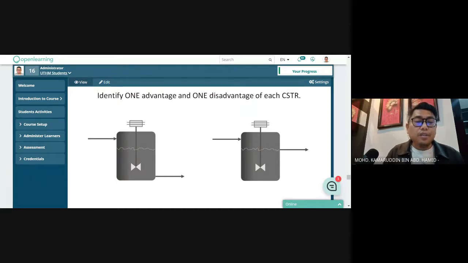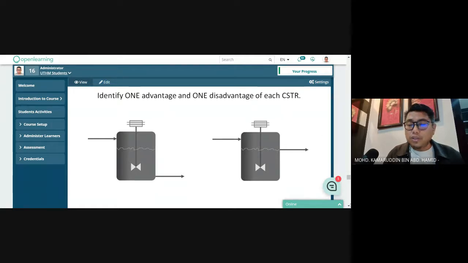Okay, level is always fixed. And for the left hand side, the advantage there is if your production or your throughput varies, then you may use the left hand side. If your production changes every year, bigger, smaller, whatever, then the left hand side CSTR is the best solution. But if your production is maintained, then you just use the one with the constant level. So that is one advantage and disadvantage.